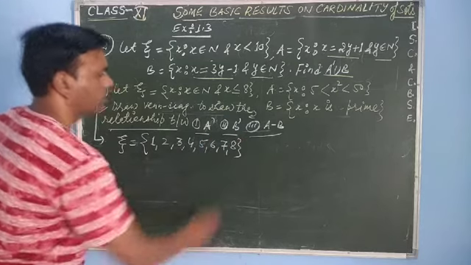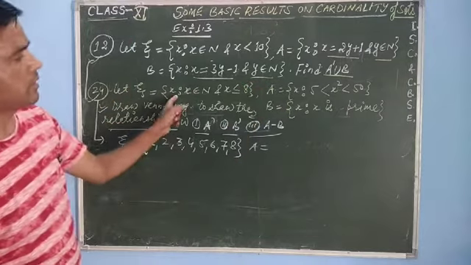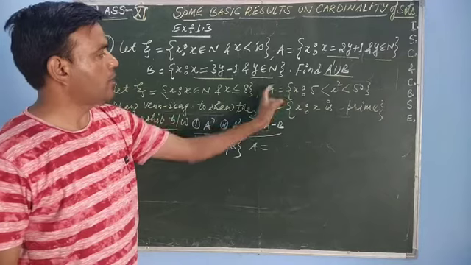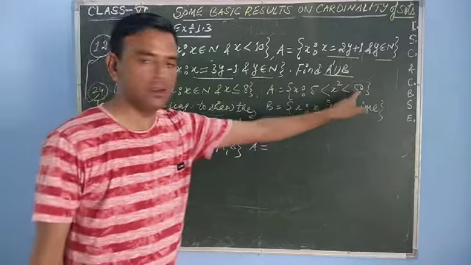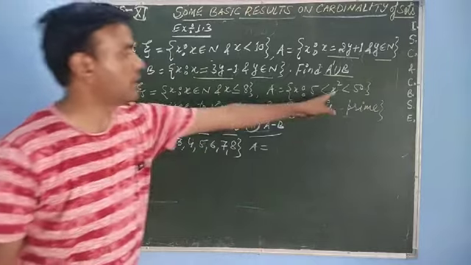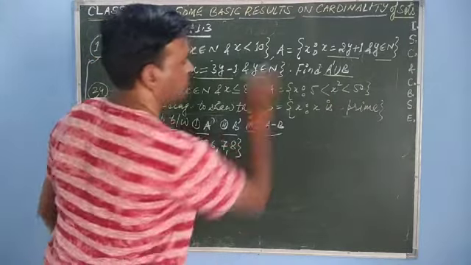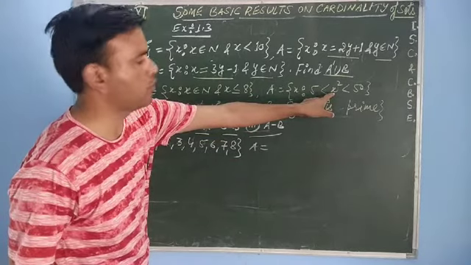Okay. Now set A will be according to the universal set, because this is the universal set, the elements of A will be according to it. The elements of A are all x such that their square is greater than 5 and less than 50. So if we square 1, we get 1, which is not greater than 5. If we take 2, the square of 2 is 4, which is not greater than 5.